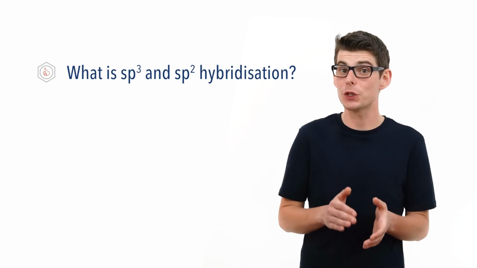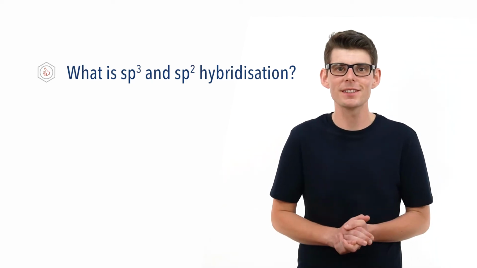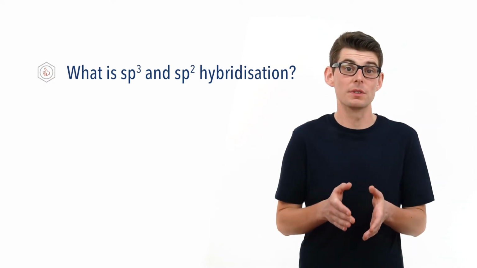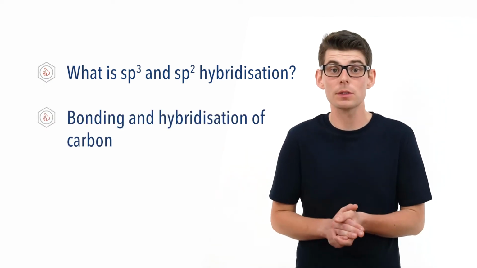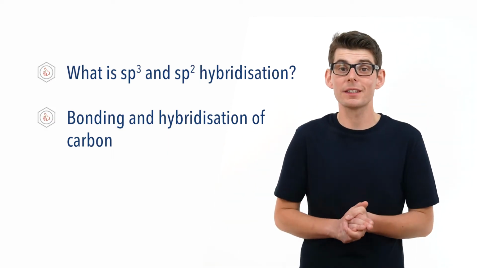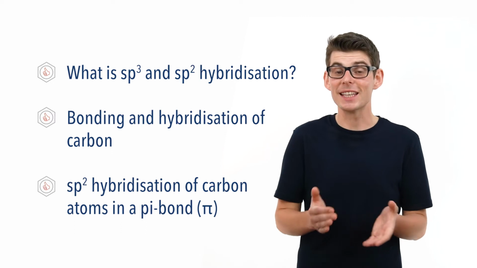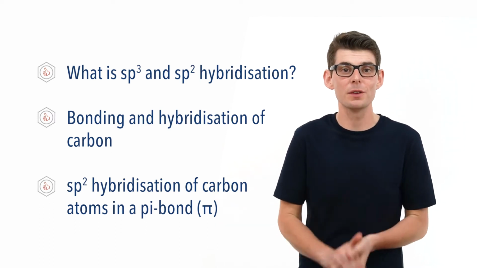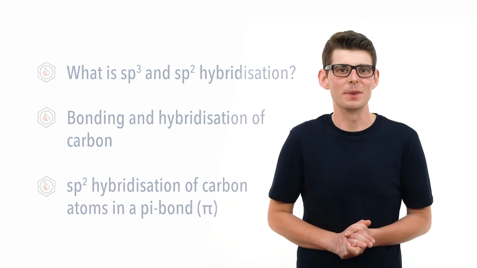In this video, we're going to look at sp3 and sp2 hybridization of carbon. We're going to talk about what sp3 and sp2 hybridization actually is, link the hybridization of atomic orbitals in carbon to carbon's ability to form 4 covalent bonds, and show the hybridization that is occurring when 2 carbon atoms form a pi bond. Sigma and pi bonding and electron configurations have been covered in separate videos. Check the links in the description below.